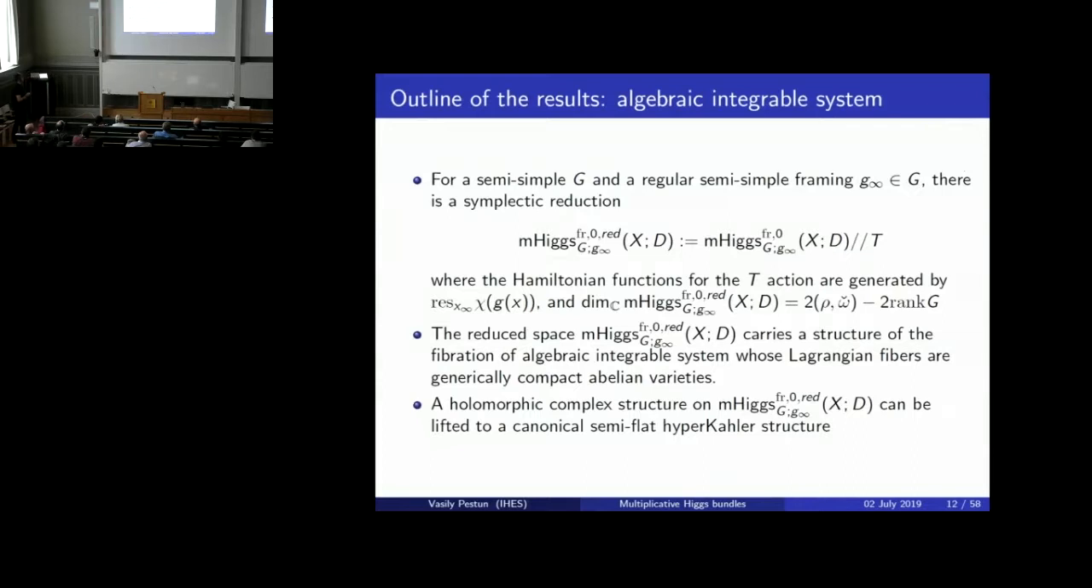And the reduced space carries the structure of a fibration of an algebraic integrable system where Lagrangian fibers are now generically compact abelian varieties outside of the discriminant locus. They are nice compact abelian varieties, and consequently you can define a prepotential for the system, that's the Seiberg-Witten prepotential in the context of gauge theories when we have a correspondence to that. Moreover, the holomorphic complex structure on this reduced space can be lifted to a canonical semi-flat hyperkähler structure. So there is a natural hyperkähler metric on the space.